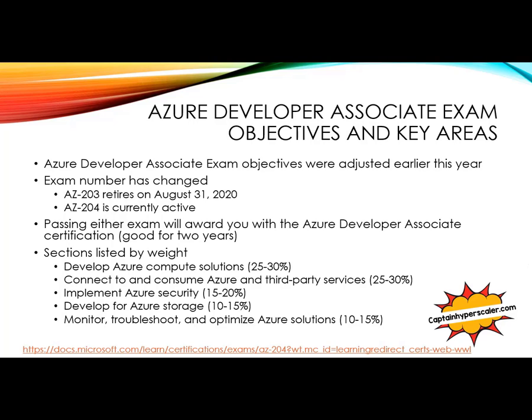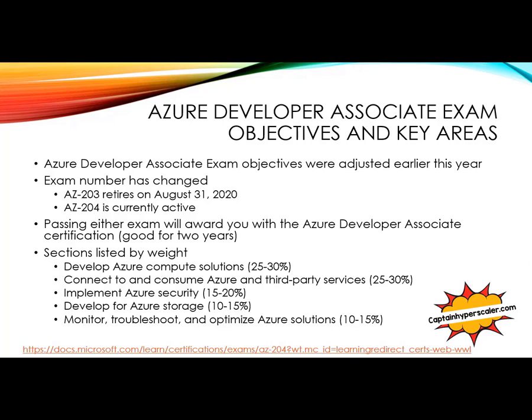So now we'll move into the specifics of the Azure Developer Associate exam. Keep in mind, if you are preparing right now for this particular exam, that the 203 exam is going to retire August 31st of this year. So right now they're in a transition period of the number from 203 to 204. What we're going to talk about is the 204 objectives.